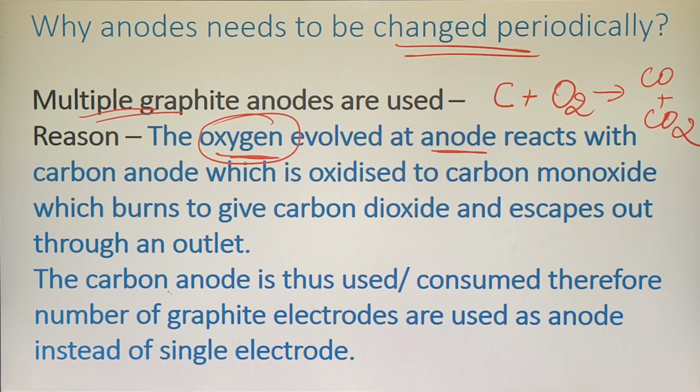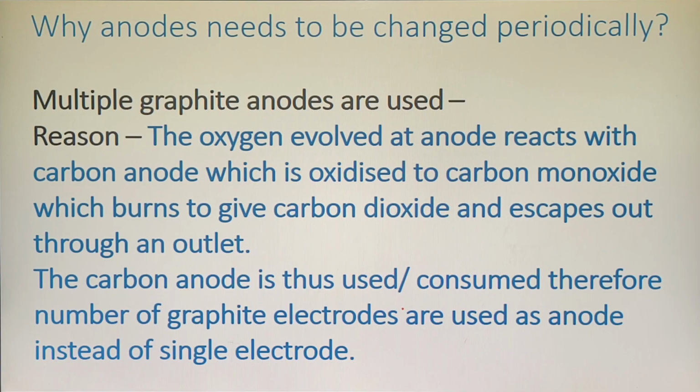Please remember this. Because of this reaction, my carbon anode starts getting used up. It starts vaporizing out, moving out in the form of a gas. So I can say it is consumed, and that is why I need to replace it periodically.